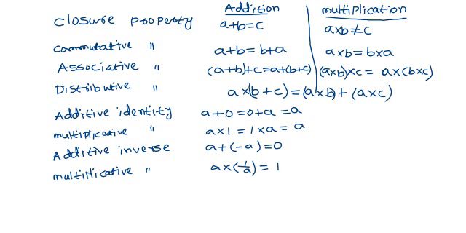Now next, I'll go for exercise 1. The first question, 1.1, is: name the property involved in the following examples. Which property is involved in the following problems? First you can write the question.